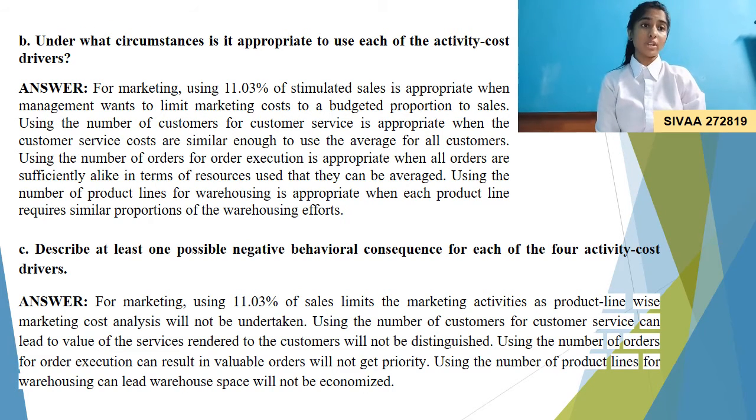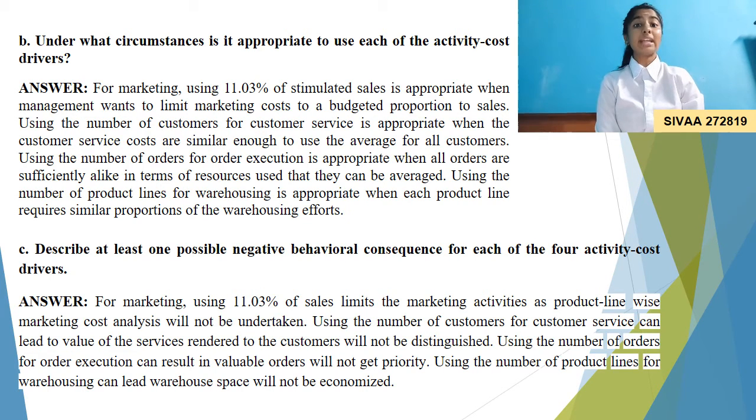Using the number of orders for order execution is appropriate when all orders are sufficiently alike in terms of resources used that they can be averaged. Using the number of product lines for warehousing is appropriate when each product line requires similar proportions of the warehousing efforts. Finally, question C requires describing at least one possible negative behavioral consequence for each of the 4 activity cost drivers.